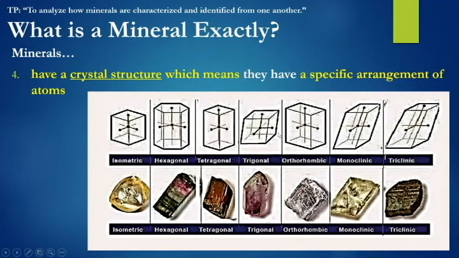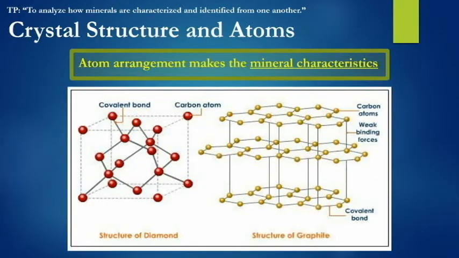And here are the 7 crystal families. Now, you don't have to know that. This is definitely college level stuff, but you can just check it out. This is kind of a higher level understanding of what minerals are at the crystallographic level. Okay. And the atom arrangement is what makes the characteristics. The arrangement of the atoms is what makes the characteristics.